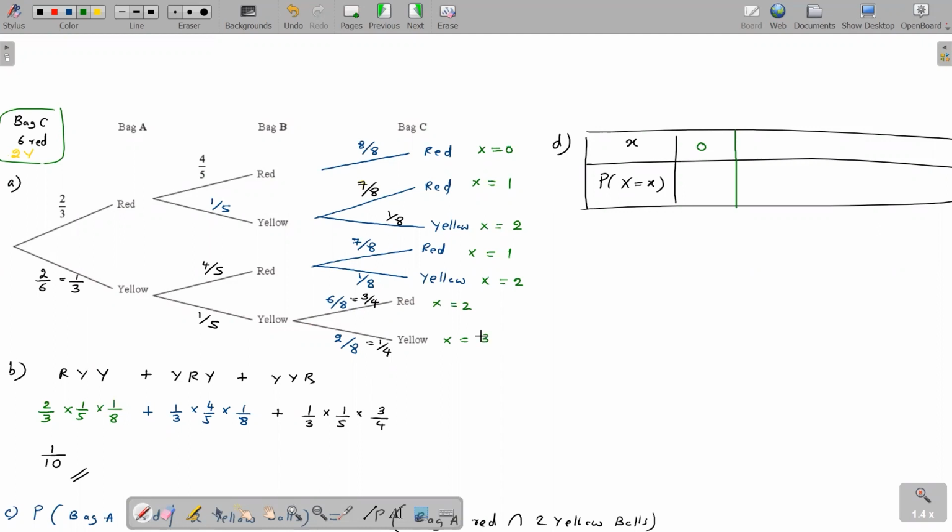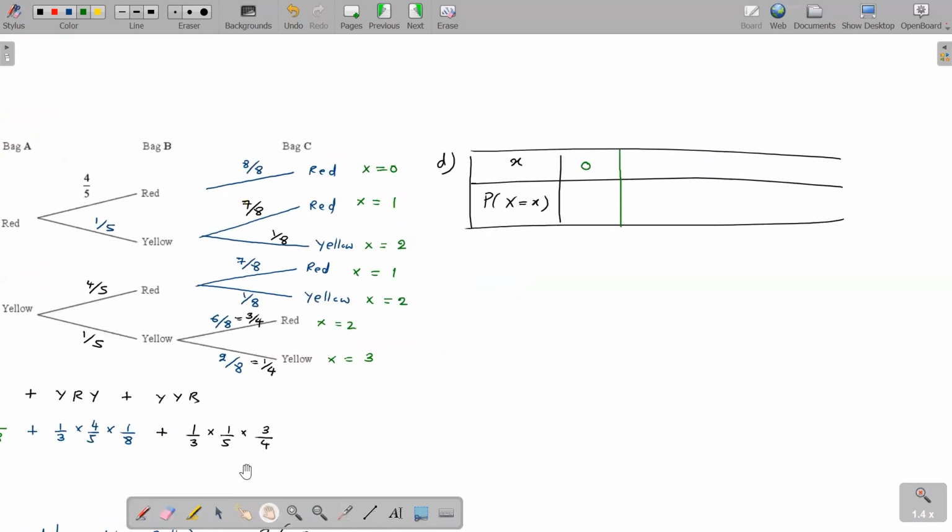So what are your X values? Your X values are 0, 1, 2 and 3. When you make a probability distribution, do you see what's going on? X equals 0 is one branch. X equals 1. Then X equals 2. Then X equals 3.